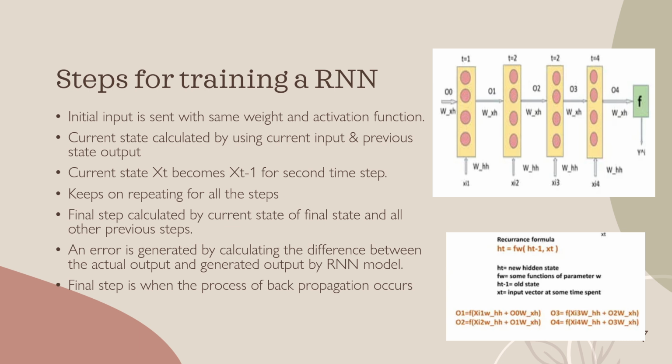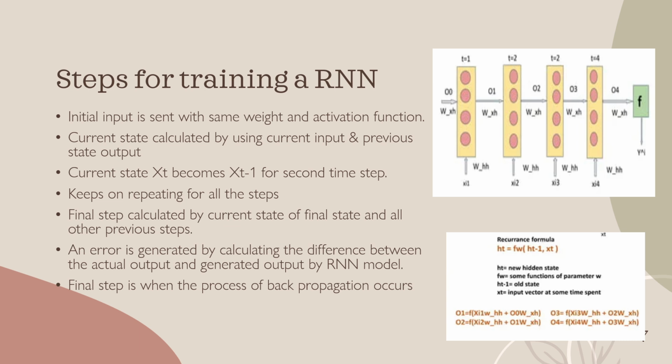The second step states that the current state is calculated by using the current input and previous state output. So the third step goes like this: current state xt becomes xt minus 1 for the second time step. As we can see in the diagram, automatically, for the second round, the xt becomes the xt minus 1 for the recurrent RNN.